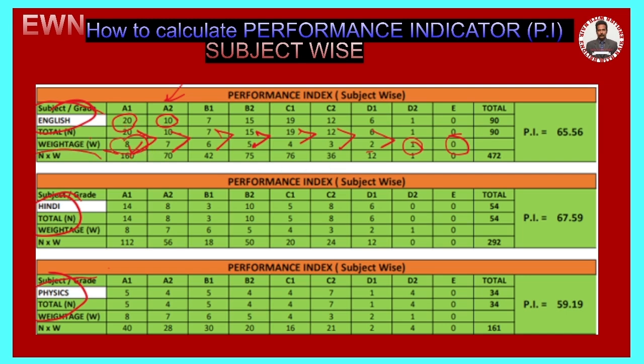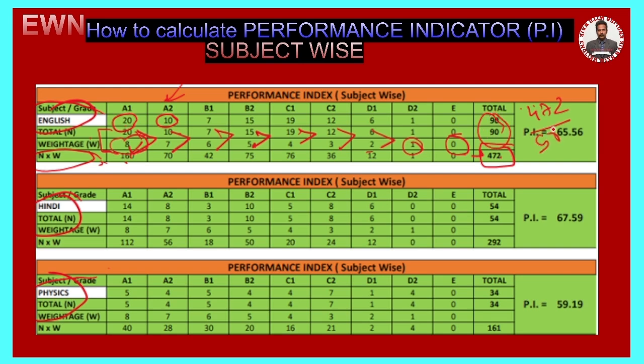So this last row will comprise NW, that is the multiplication of these two rows. Then add all the NW and you will get 472. Now the formula for PI is sigma NW, that is the summation of all these, 472, upon N. N here stands for the number of students, 90 students. English is fixed at 90 students.